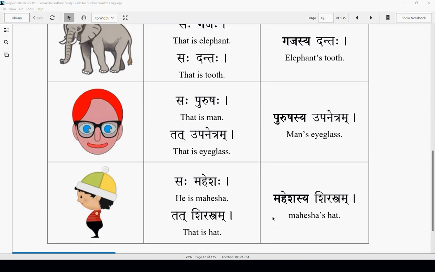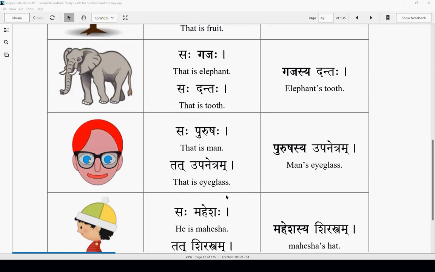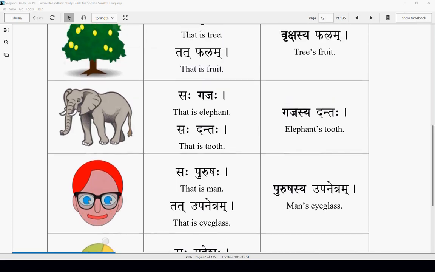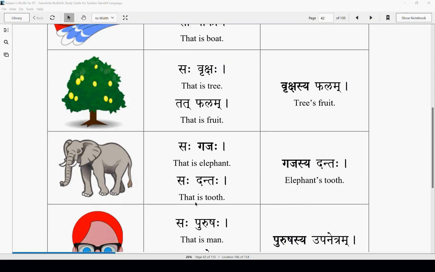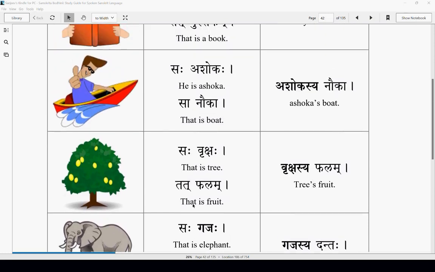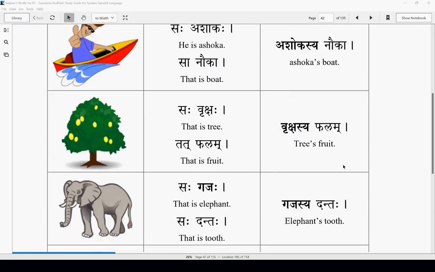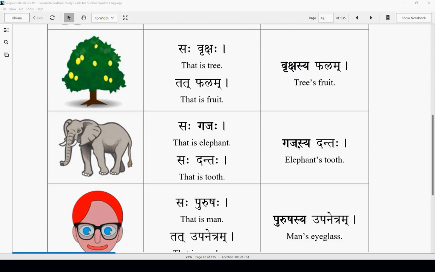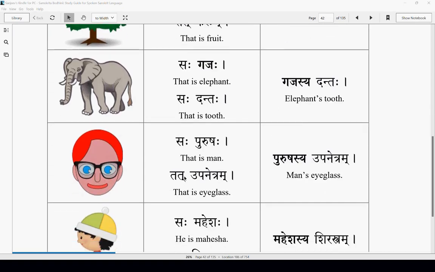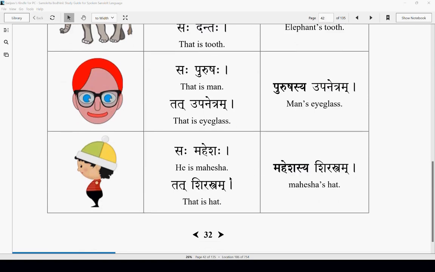So we are applying Shashti Vibhakti to the Pullinga words here. The other namapadam could be in any other lingam, that doesn't matter, it stays as it is. For example, here nauka is Strilingam, pustakam and phalam are Napumsakalingam, danta is Pullinga. That is not changing. We apply the Shashti Vibhakti only to the one that has possession of the other namapada. Purusha tat upanetram, Purushasya upanetram. Okay?